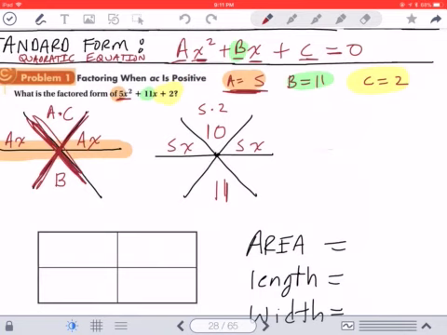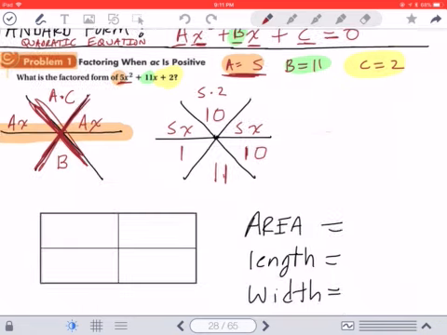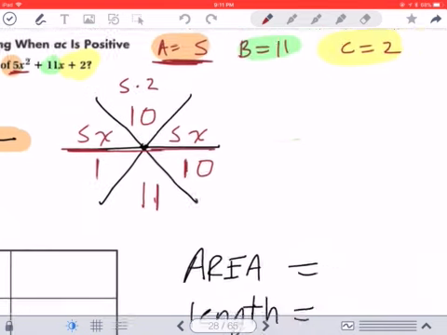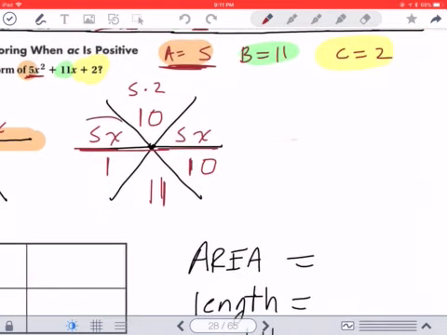So what multiplies to 10 and adds to 11? Well, it's got to be 1 and 10. Okay, so I've used the x method. Now what do I do? Well, one of my factors here is going to be 5x plus 1. Okay, so it's going to be 5x plus 1.